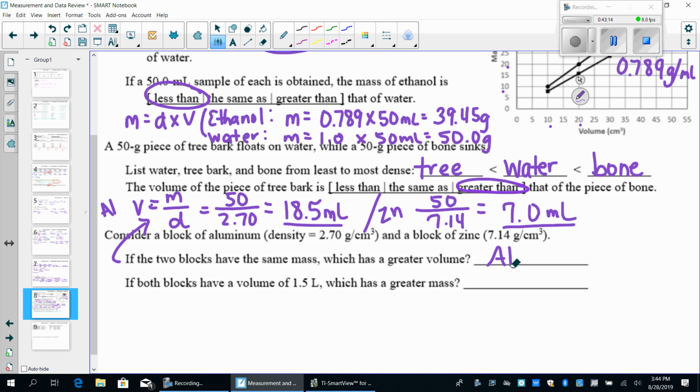If both blocks have a volume of 1.5 liters, which has a greater mass? Well, since mass is equal to density times volume, whichever one has the greater density is going to have the greater mass. So that is going to be zinc.